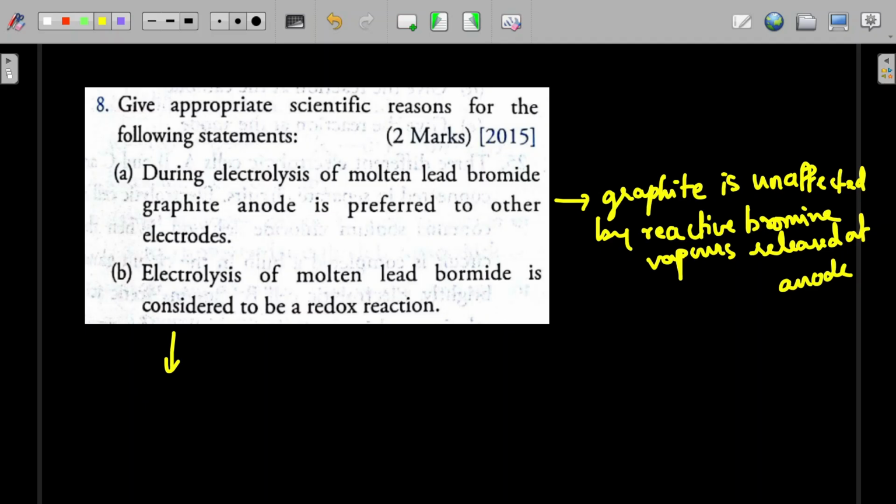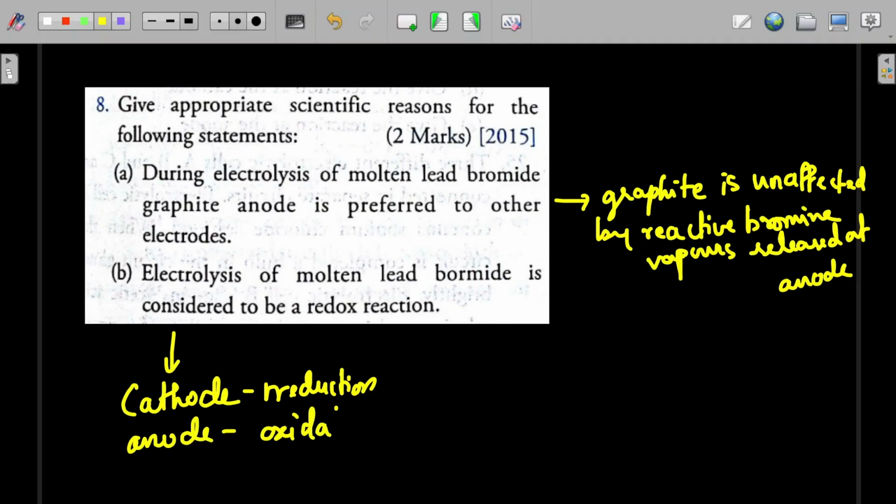Okay, fine. Not only this, if they ask you any question, electrolysis of acidified water, lead bromide, copper sulfate, anything, always write the same answer. At the cathode, reduction is taking place, and at the same time, at the anode, oxidation will be taking place. Hence, all of them will be redox reactions.